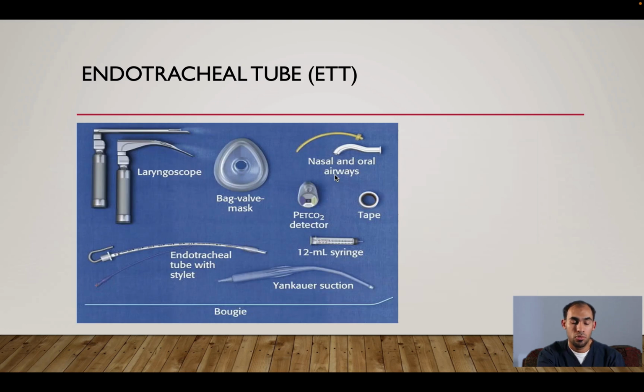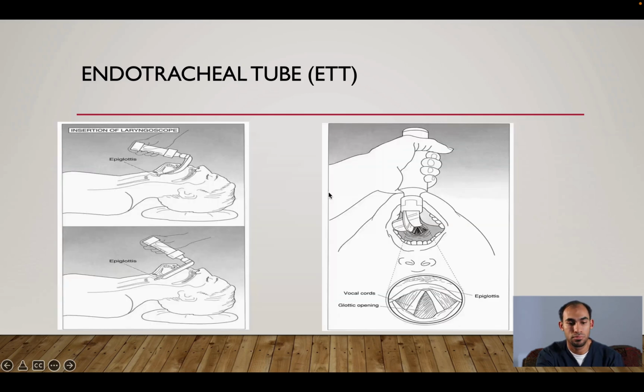This is the equipment we need for preparing for intubation. We will need a laryngoscope. We will need a tube with a stylet. We will need the Yankauer suction or suction catheter. You will need a syringe to inflate the cuff. We will need an end-tidal CO2 detector, this one, to make sure the tube is in the trachea. We will need tape to fix the tube, and oral and nasal pharyngeal airways.